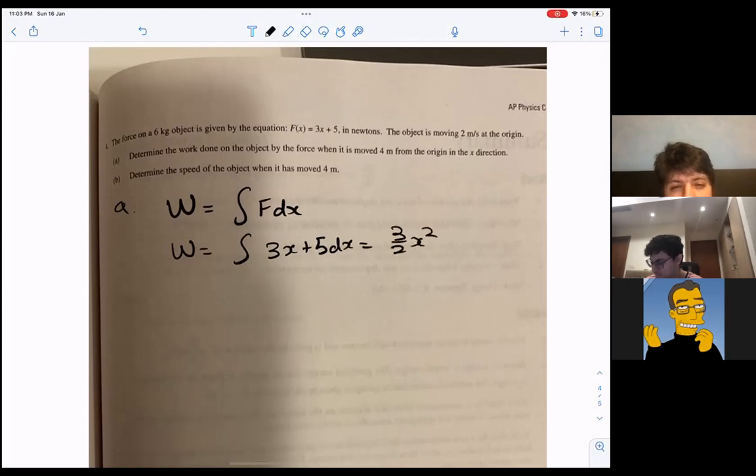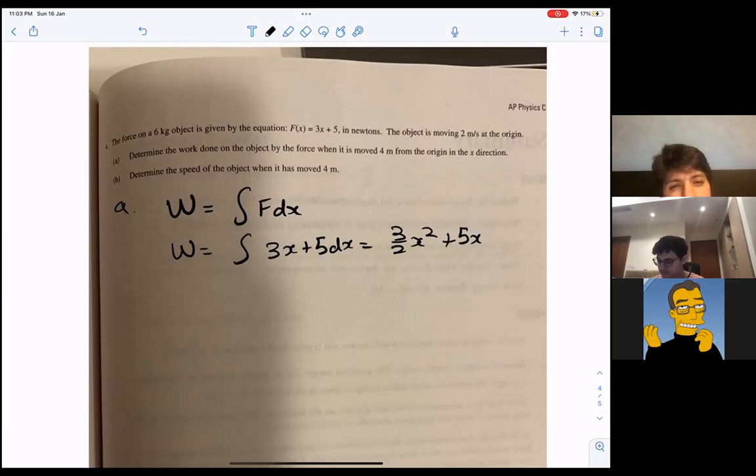3x squared over 2 plus 5x plus c, of course. Actually, in physics, you don't have to include the plus c. Are you sure? This is experimental values. Oh, understood. And so it's sort of like simplifying an integral when it's a definite integral. Yeah, okay. It's just going to develop a general equation and then substitute the values in later. Sure. So then, how you would do it.